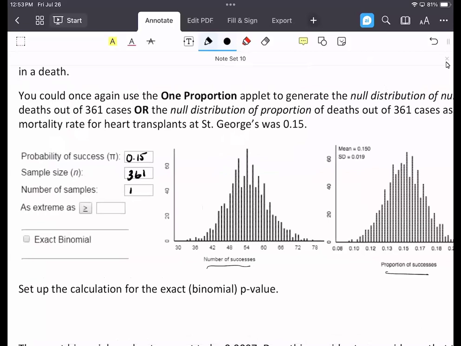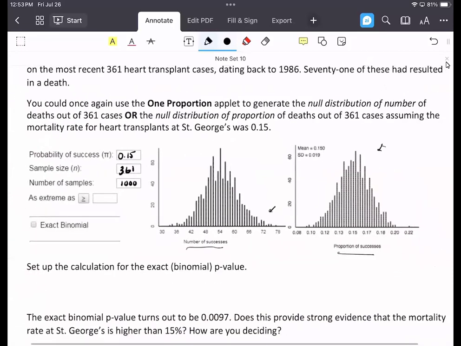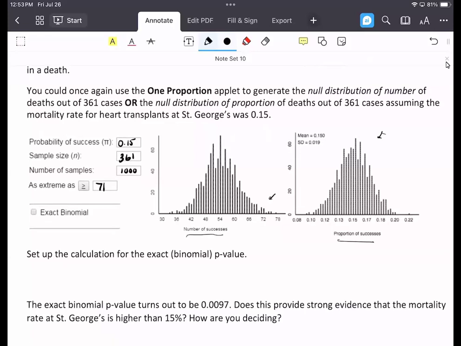Now I'm going to take 1,000 samples. So I run this, there's 1,000 dots in each of these plots. And I'm interested in as extreme or more extreme than 71 because that's the number of deaths that we had. So set up the calculation for the exact binomial, and we're going to keep this really simple. We're just going to say we're interested in the probability of at least 71 or more. So here we can see 71 and then as extreme or more extreme. So any of the cases out here are what we're going to be counting.